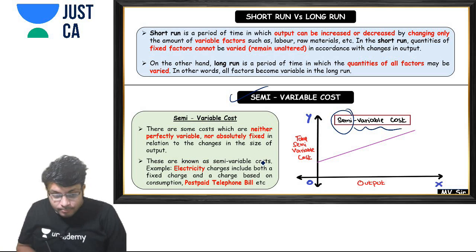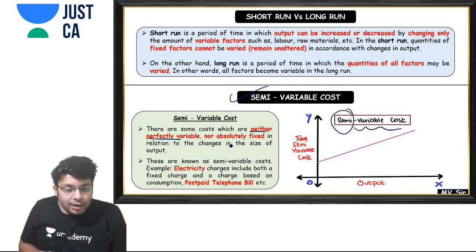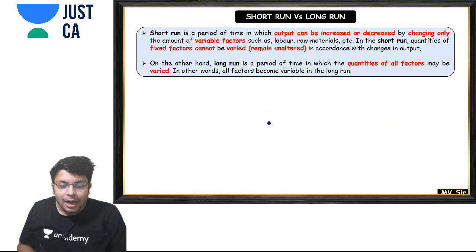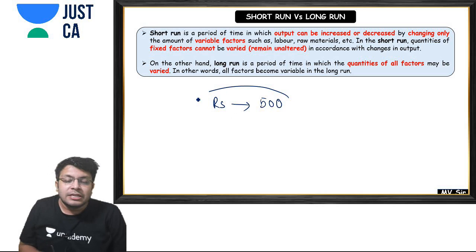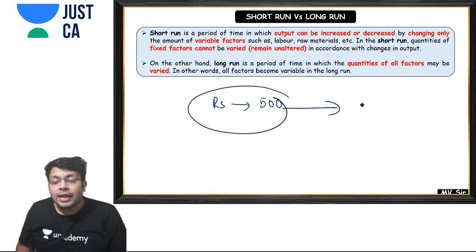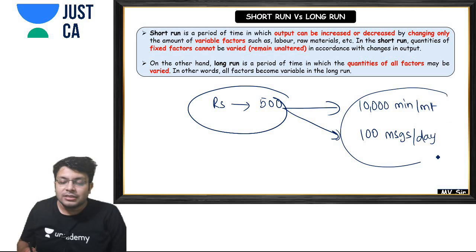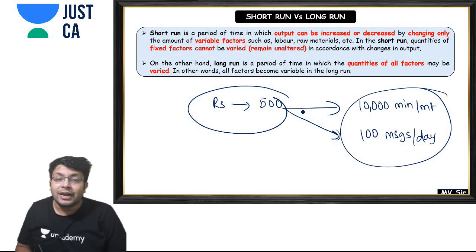Okay, so see, neither perfectly variable nor absolutely fixed. Now in case of electricity expense or postpaid telephone bill, what happens in case of a postpaid telephone bill? Every month, they tell you that, for example, for rupees 500, you will get a talk time of 10,000 minutes per month, and 100 messages per day, okay. This is the type of plan they give you in your postpaid telephone bill.